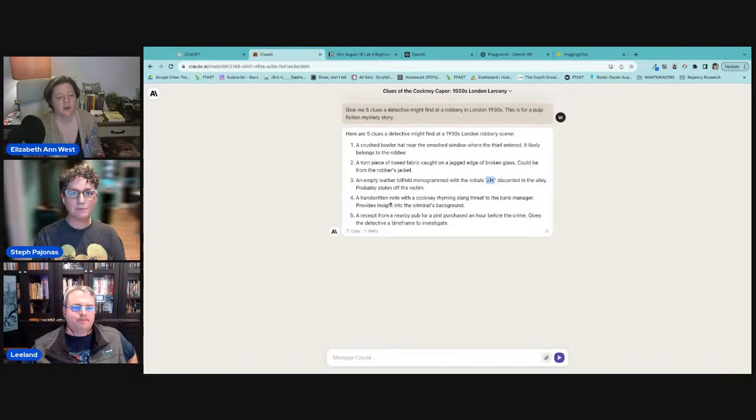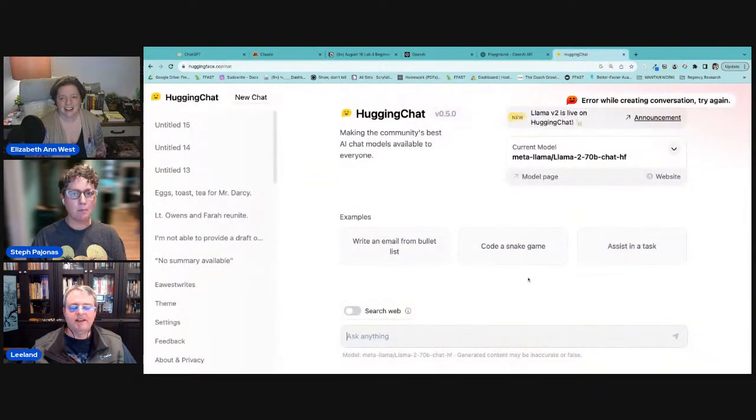A handwritten note with a Cockney rhyming slang threat to the bank manager provides insight into the criminal's background, and a receipt from a nearby pub for a pint purchased an hour before the crime. Did they do receipts in the 1930s? Yes, it gives the detective a time frame to investigate. Yeah, they actually had receipts in the 1930s. They actually had receipts in the 1870s.